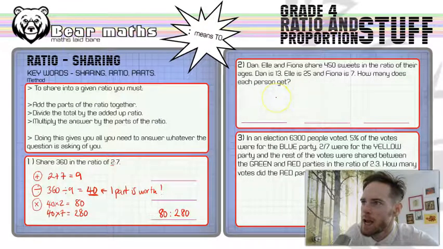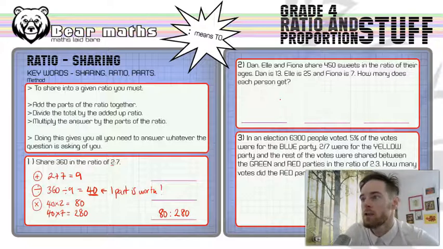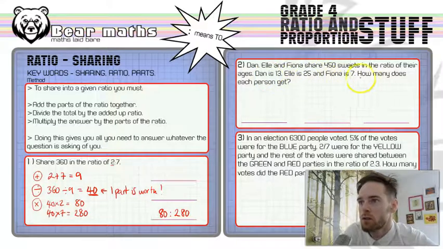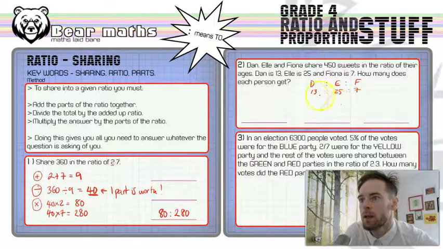Now, Dan, Ellie and Fiona share 450 sweets in the ratio of their ages. Dan is 13, Ellie is 25, and Fiona is 7. How many does each person get? Well, let's have a little look and write their ratios of their ages. So I'm going to write Dan to Ellie to Fiona, D to E to F, and then we're going to put 13 underneath there, and 25 there, and 7 there. Now it might be a nice idea to see if you can simplify that. We don't think we can. In fact, we can't. There's no number that fits into all 3 of these numbers, no times table that does.